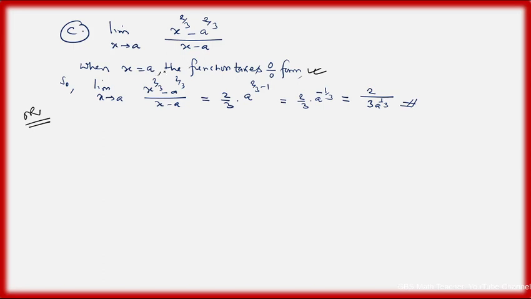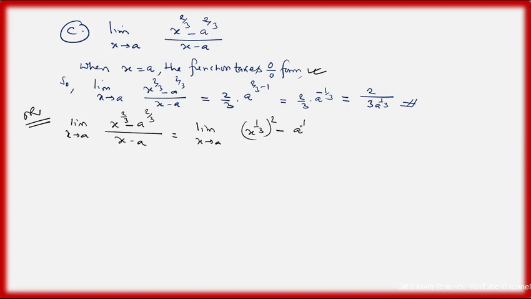When x equals a, the function takes 0 by 0 form. Then limit x tends to a, x to the power 2 by 3 minus a to the power 2 by 3 whole over x minus a equals. We can express x to the power 2 by 3 as x to the power 1 by 3 whole square. Power to the power will multiply, so I express it in this way.